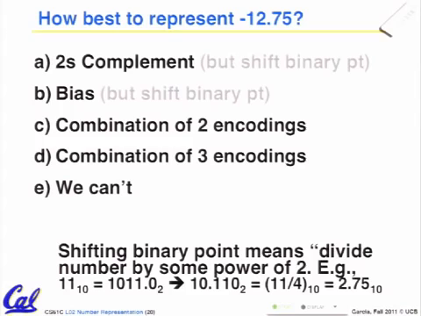So how would I do minus 12.75? Well, obviously, I could do 2's complement, but shift the binary point a small way. I would do bias, but shift it in some way. Or somehow I combine 2 things, or somehow I combine 3 things. And E is we can't do it at all.